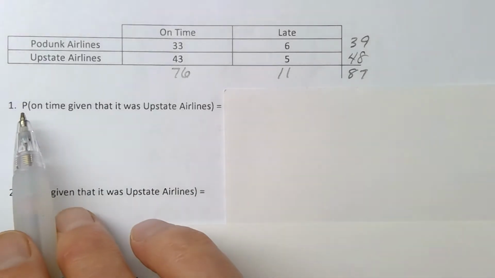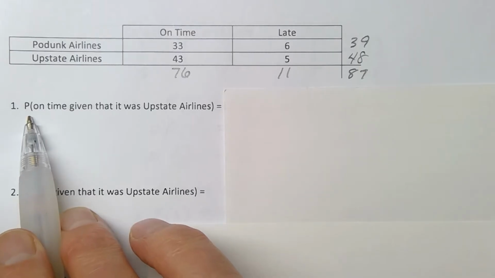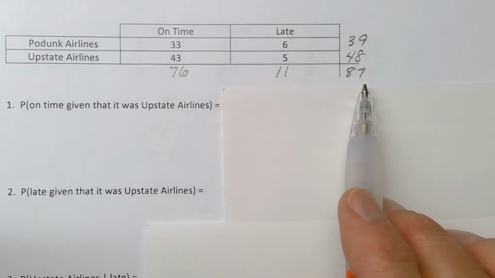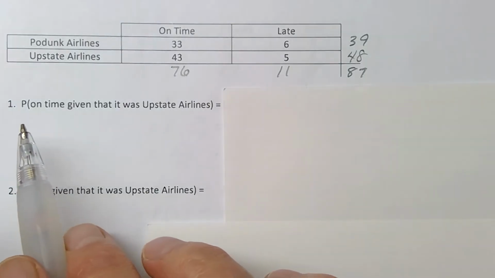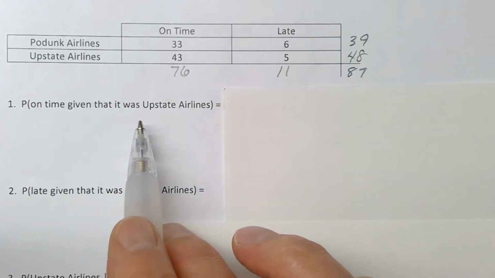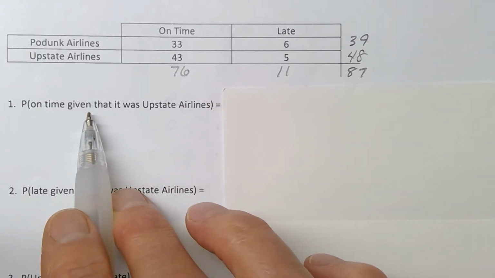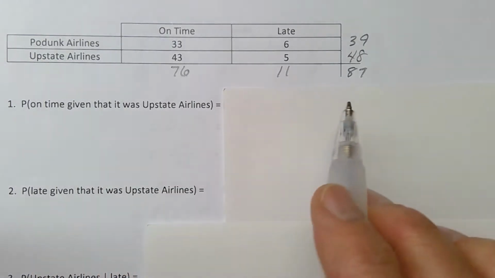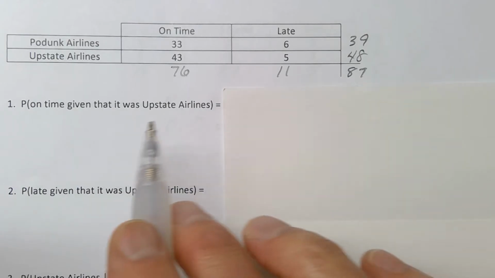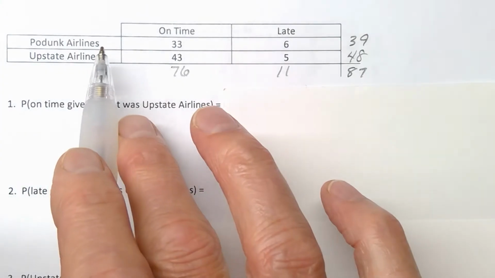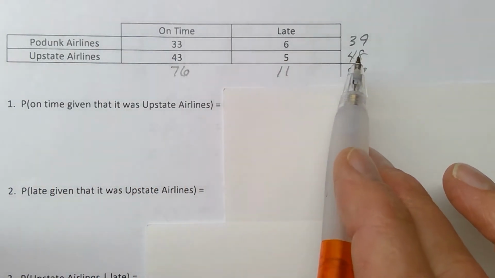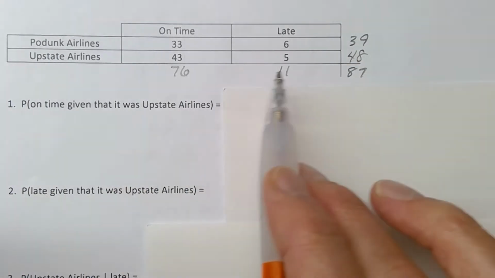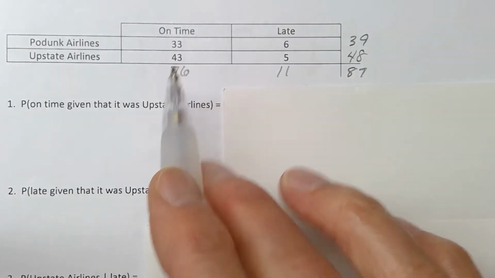Now let's say we were asked to give the probability that a flight, drawn at random out of a hat, let's say there were 87 flight numbers in a hat, and I shake up the hat and pull one out. What's the chance that I pull out a flight that was on time given that it was Upstate Airlines? Given changes everything. This changes our total. We're no longer talking about the total 87 flights. How many flights was that? That was 43 and 5, that's 48. So given that we're only talking about these 48 flights, how many of those were on time? Out of those 48, 43 of them were on time.